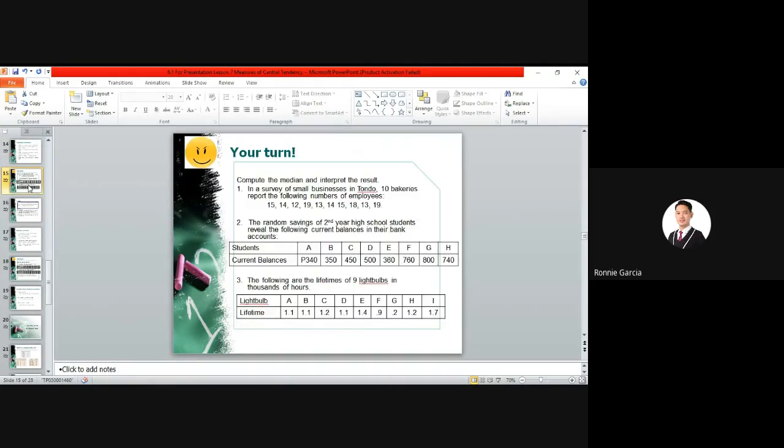So let's try to see. It's your turn again to compute. We have three exercises. So the first one who can give the correct answer will have additional points. Median for number 1. We have 10 bakeries. The number of employees are given. Let's see if we can get it. I think number 1 lang siguro ang atong answeran. The other exercises will be given as your assignment and this can also be found sa Quipper. Kaya para dili ta mahutdan og time. Who can answer the first one?